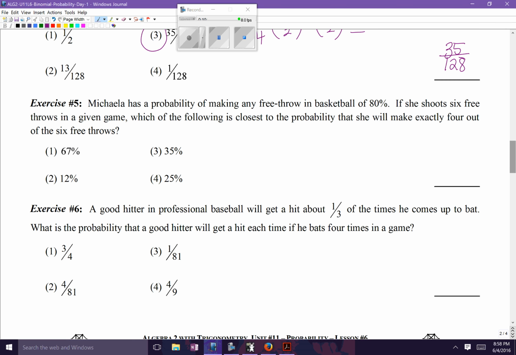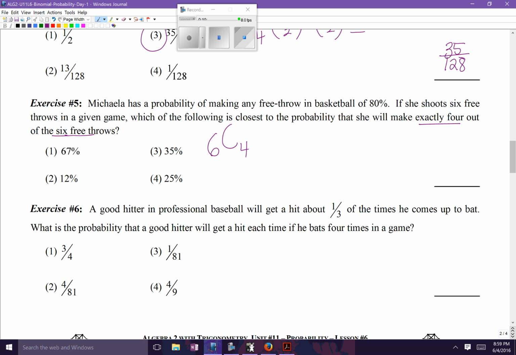Michaela has a probability of making any free throw in basketball 80% of the time. If she shoots 6 free throws in a given game, which of the following is closest to the probability that she will make exactly 4 out of 6 free throws? It's like a tongue twister. So in this case, I have 6 trials, right? She's shooting those free throws 6 times. And it's saying she has to be successful 4 of those times.